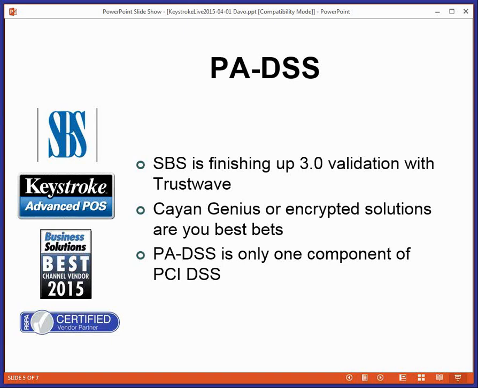PA-DSS, Payment Application Data Security Standards, that's what we're doing. We're finishing up our 3.0 validation. Unfortunately, we've been at it for about a year. We are in the testing phase, so we've got all the documentation and procedures. We've updated Keystroke. It's going to be part of what we're calling version 8 right now. So that will be released in the next few months.